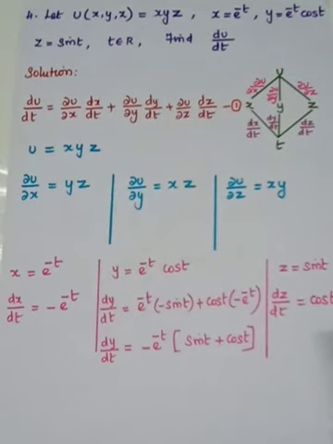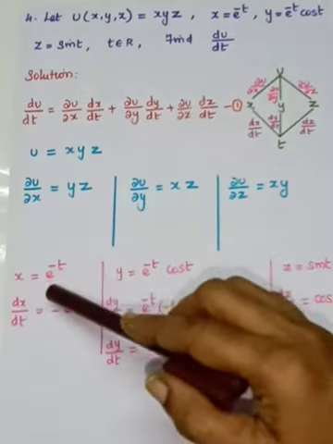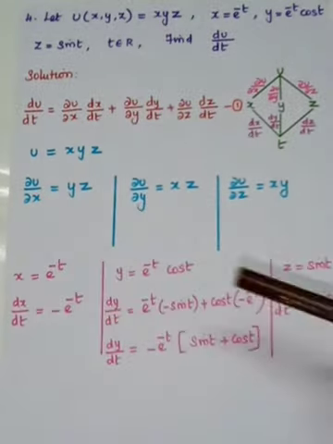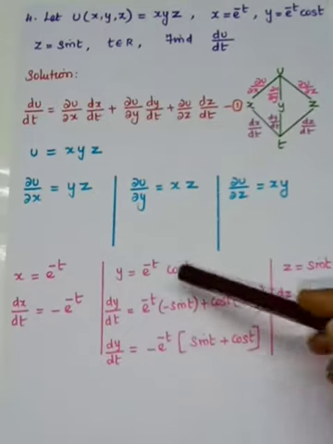Take the first term, the same model. X is equal to e power minus t. So how to differentiate this? E power minus t, and the power has to be differentiated. So minus t with respect to t, the differentiation is minus 1. So it is minus e power minus t.